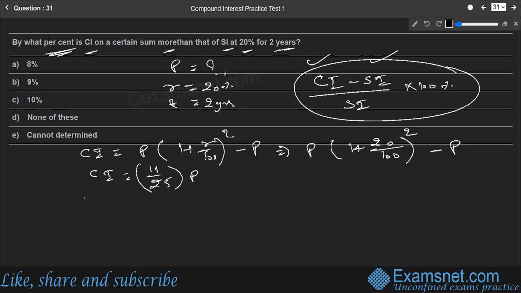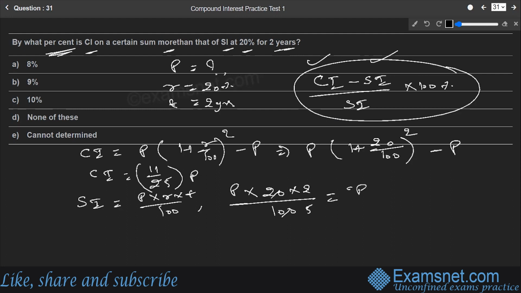Let us go for the simple interest now. Simple interest is principal into rate into time upon 100. That is a simple formula. So for this case, principal is unknown, rate value is 20, time value is 2, upon 100. That is the actual simple interest. If we solve this, 20 cuts 100 by 5, so it comes out to be 2P by 5. So this is the simple interest and this is the compound interest.